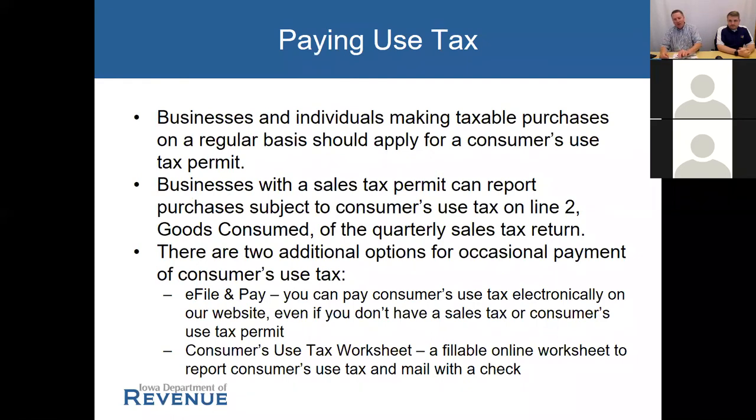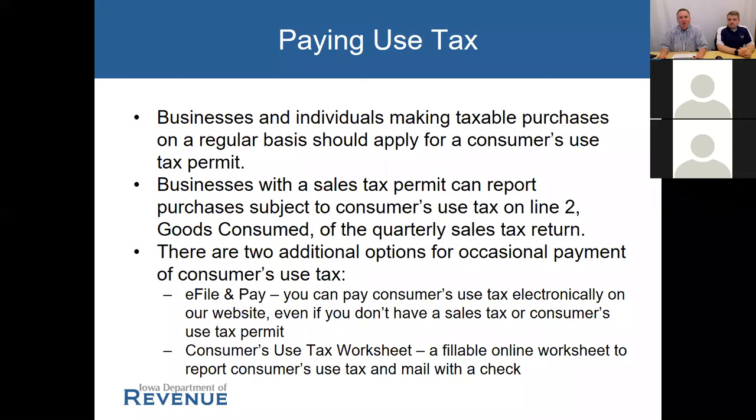How do we do this? Well, if you are a business or an individual and you're making taxable purchases on a regular basis, that means month after month after month, this is just part of what you do. You buy some things where you're going to owe some use tax on it, okay? If that's the case, you owe use tax, you need to apply for a consumer's use tax permit, and you'll just do your regular filings with us, likely on a quarterly basis, but that information's on the application, and you'll just file returns with us regularly.